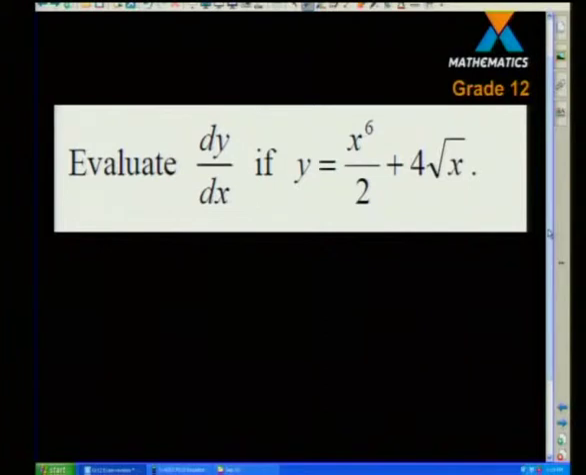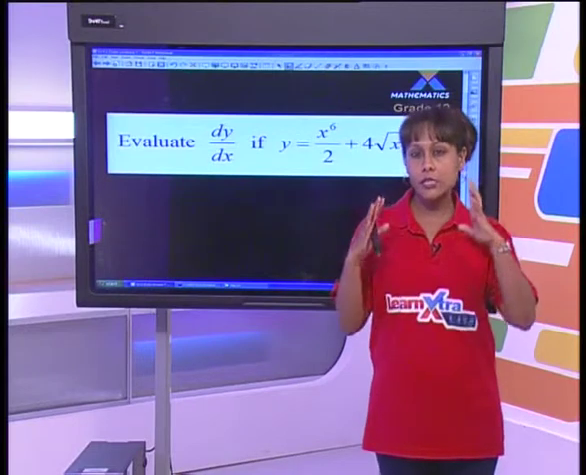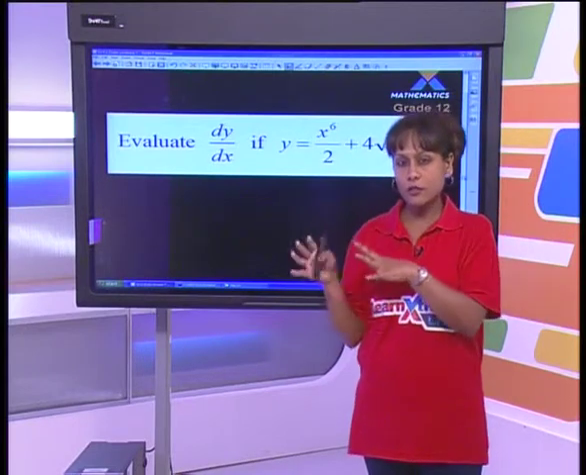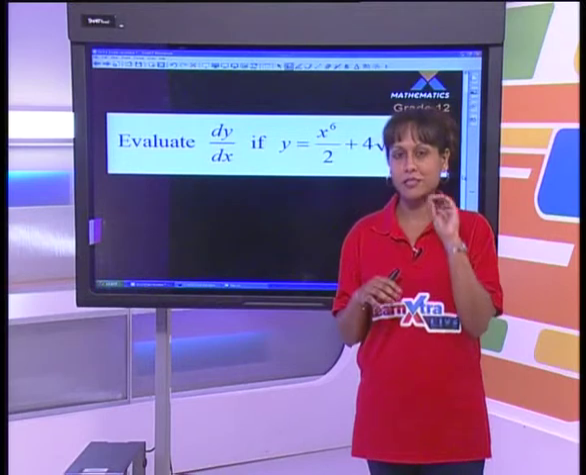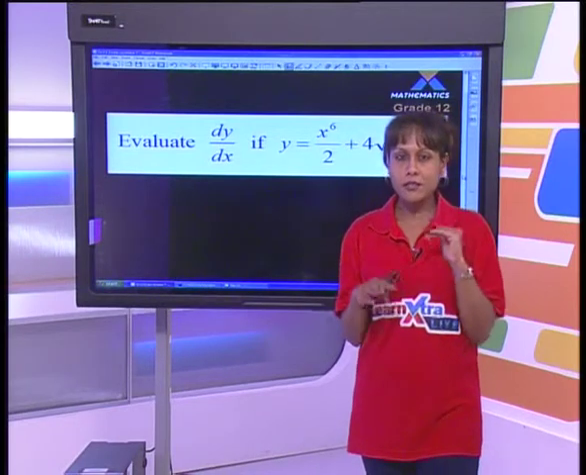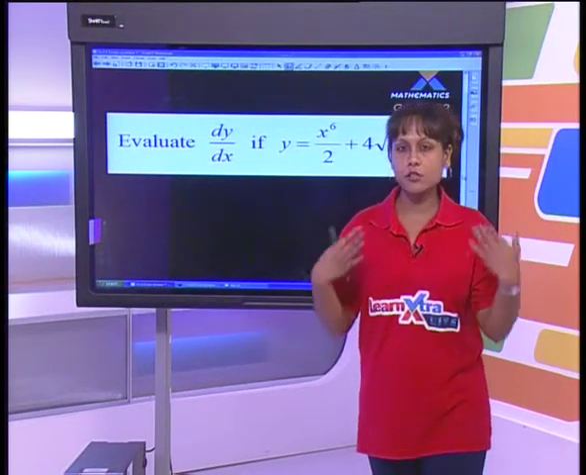We need to find the derivative dy dx if y is equal to, and they give you an expression. Now, some of the pointers that you need to remember. In order for you to derive, you need to have single terms. Okay, they need to be separated by pluses and minuses. Your x's should not be in the denominator.